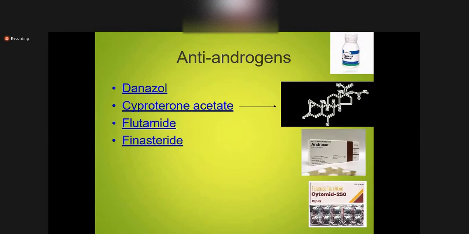More important regarding androgens: androgens are basically a natural part of the body, so they are mainly released naturally. If there is a deficiency, we can give them, but more clinically important drugs related to androgens are anti-androgens, because they can be used especially in different cancers, and in other conditions too. We'll discuss 4 of these anti-androgen drugs: one is danazol, the others are flutamide, finasteride, and cyproterone acetate. So we'll discuss them one by one.